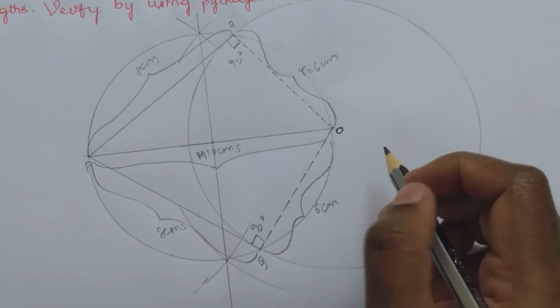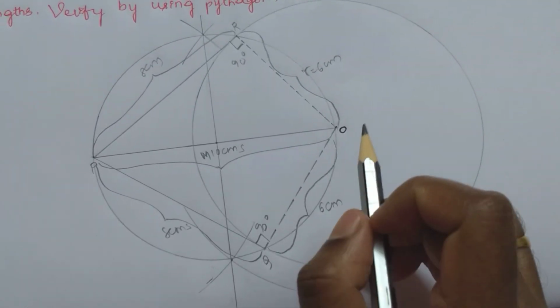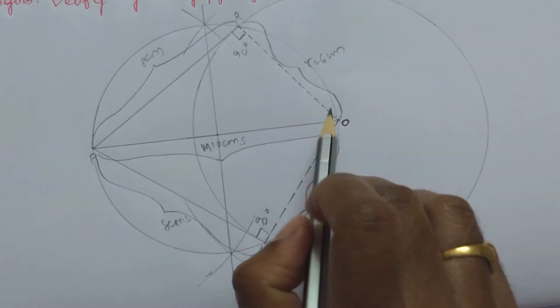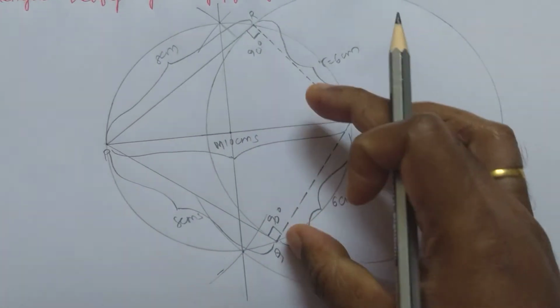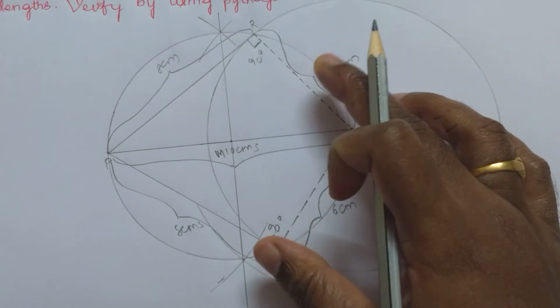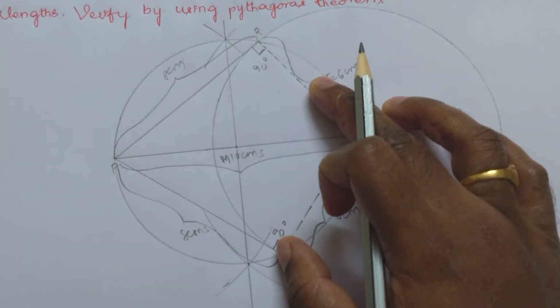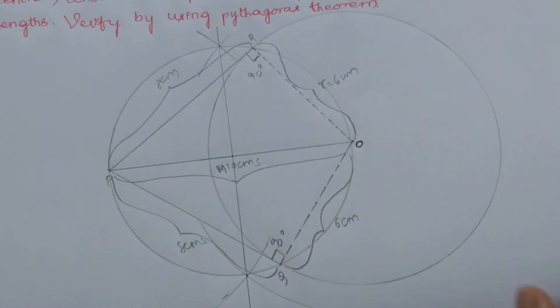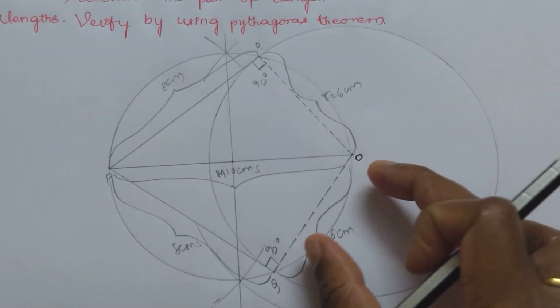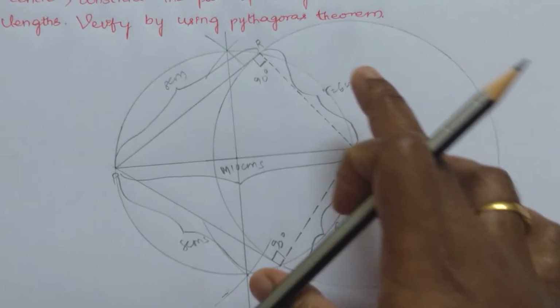So when you see here, two triangles are formed. One is triangle POR, the other one is triangle POQ. See, both are right angle triangles. So once the right angle triangles are formed, you can verify using the Pythagoras theorem. Correct? So I'll explain the Pythagoras theorem part at the last.